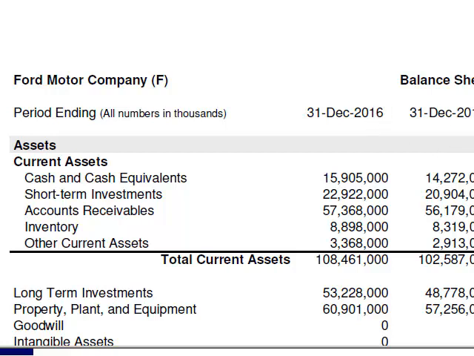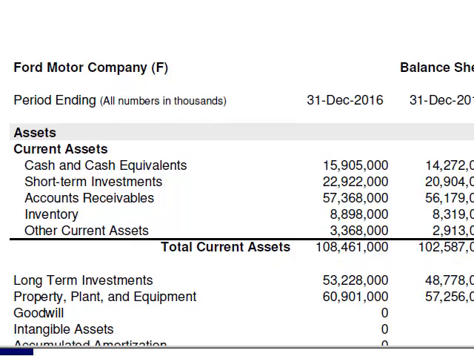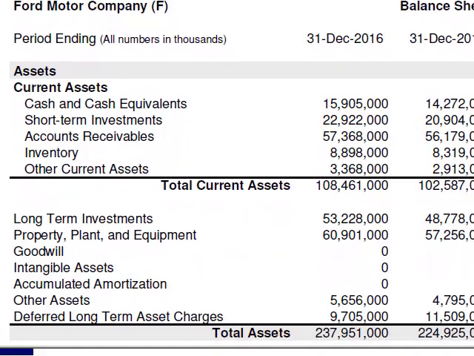Maybe you can't see it if you're looking at a small screen, but it turns out at the end of December 31st, 2016, they had almost 15,905,000. No, actually, no, folks. These numbers are in thousands. They had almost $16 billion in cash or cash equivalents. Those are big numbers, folks.